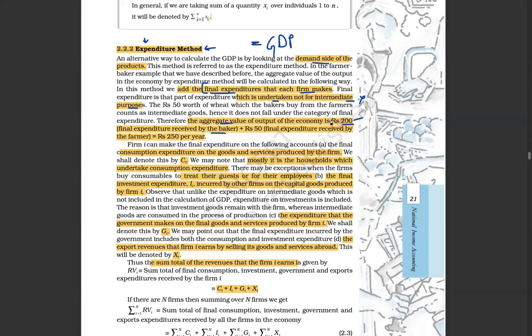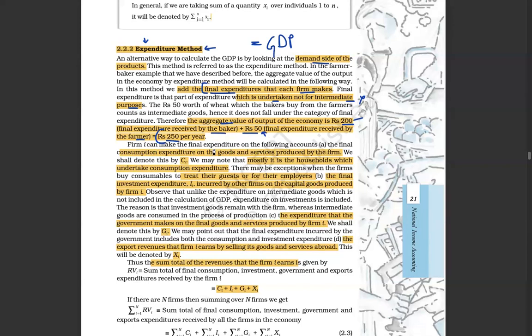expenditure amount जो बेकर को रिसीव होगा, plus ₹50 जो बेकर्स बाय करेंगे as the final expenditure जो बेसिकली फार्मर्स रिसीव करेंगे क्योंकि उन्होंने 50 rupees worth का जो wheat है वो बेकर्स को सेल किया था. तो final expenditure for farmers जो वो रिसीव कर रहे हैं, फार्मर्स खुद कर नहीं रहे, वो उनको मिल रहा है in return for selling ₹50 worth of wheat in the market. All right. So we'll get the aggregate value of output in the economy through this expenditure method to be rupees 250 per year. All right.